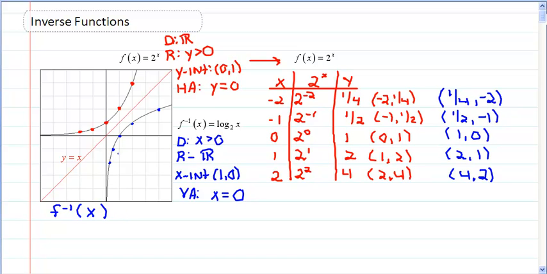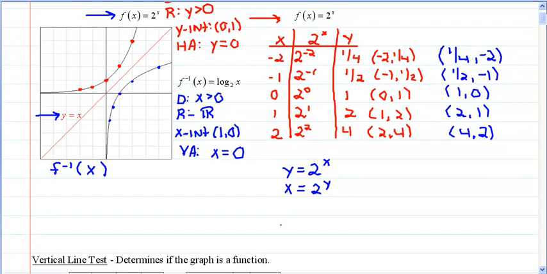Another property that inverse functions have is that they are symmetrical around the line y equals x. So think of this line y equals x as a mirror, and each curve is reflected over it to get the inverse function. To find the equation of the inverse function, if we go back to f of x equals 2 to the x, I will write this as y equals 2 to the x, and to find the equation of the inverse, I switch x and y, the same way I switch their points.